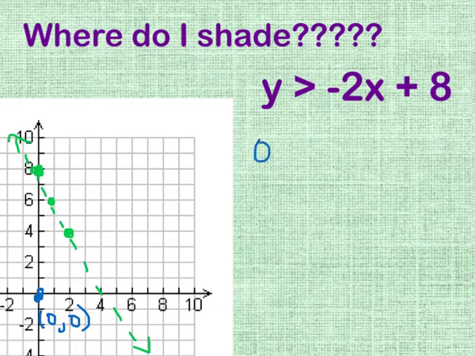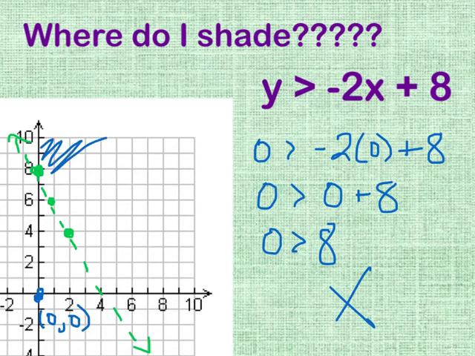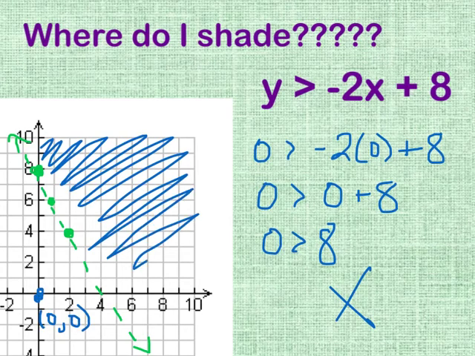Let's try it out. Is 0 greater than negative 2 times 0 plus 8? Is 0 greater than 0 plus 8? Is 0 greater than 8? Well, definitely not. That is not true. So I'm not going to graph on that side. I will shade in on the other side of my graph.